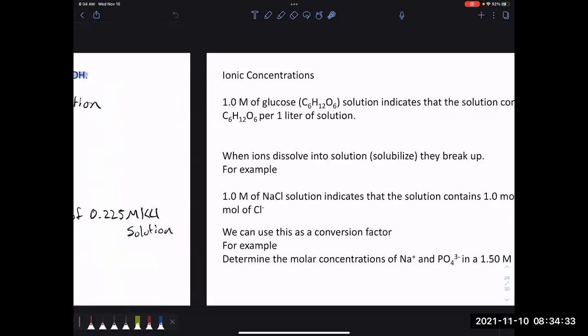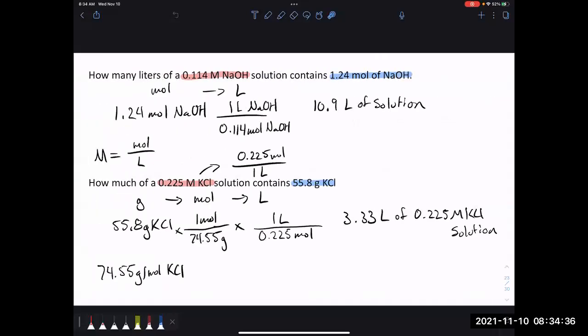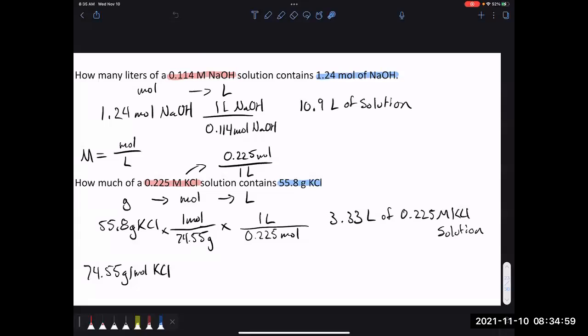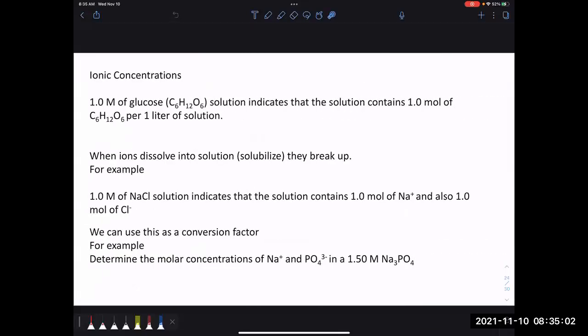Ionic concentrations then, right? So we talked about how to use molarity as a unit conversion. We can convert between moles of something and liters of something, as long as we know the molarity, molarity being in units of moles per liter. We can also get to grams, because if we can get to moles, then we can calculate how many grams that is. So a 1 molar glucose solution indicates that the solution contains 1 mole of glucose, which is C6H12O6, per 1 liter of solution.